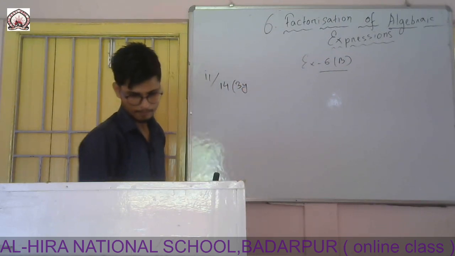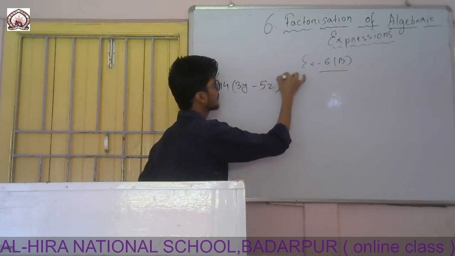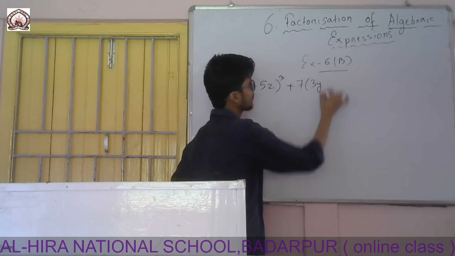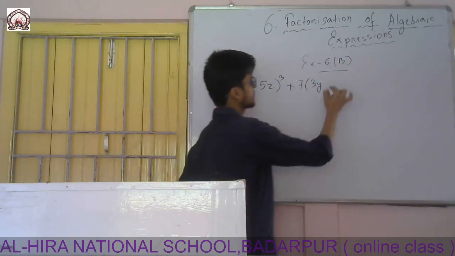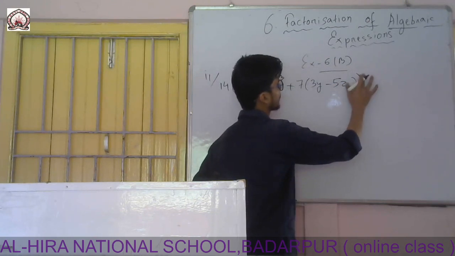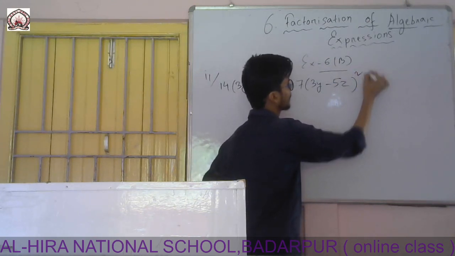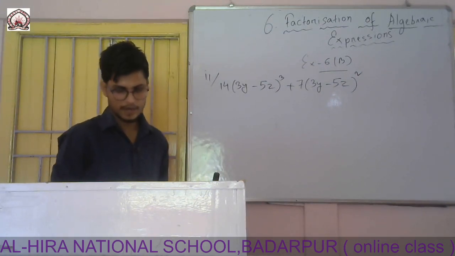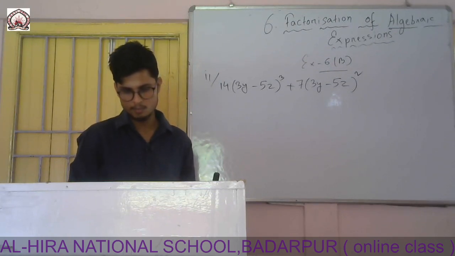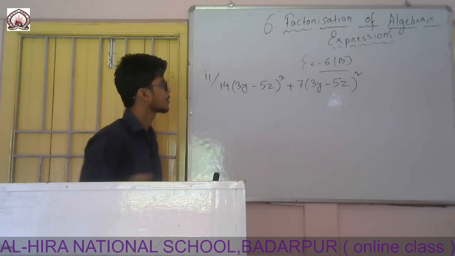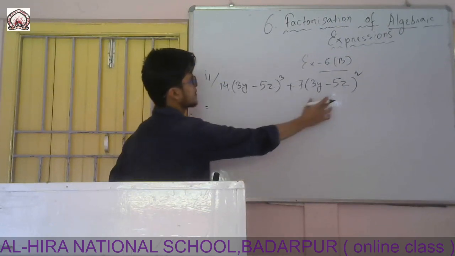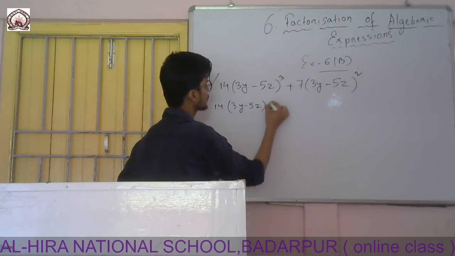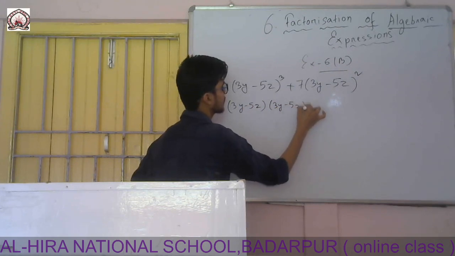3y minus 5z whole thing cube plus 7 3y minus 5z square. So the question is 14 (3y minus 5z) cube plus 7 (3y minus 5z) square. This is the lowest power, so I can break this one as 14 (3y minus 5z) into (3y minus 5z) whole thing square.